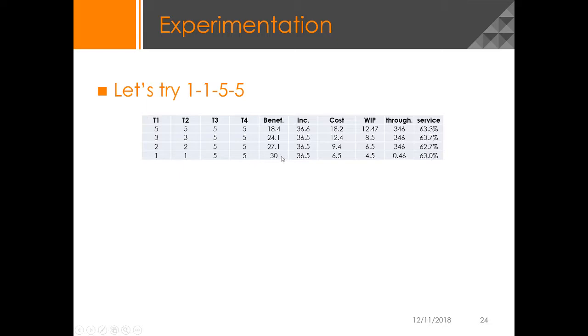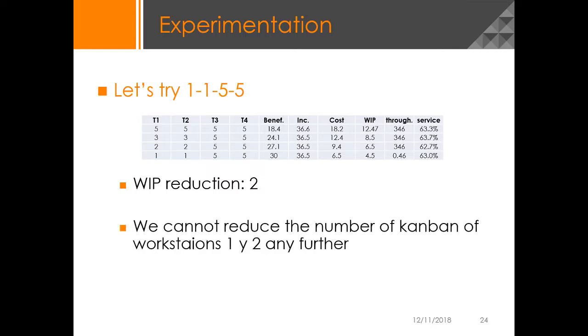And we also increase the benefits as it was the case in previous occasions. And we still have a very good income, and we reduce the cost even a little bit more. We have reduced the weight by means of reducing this number of Kanban, and we still have a very good service level, which is very close to the vicinities of the theoretical one. We have a weight reduction as we expected, and there's no way we could improve our system by reducing the number of Kanban in workstation 1 and 2, because we need at least one Kanban in every workstation.